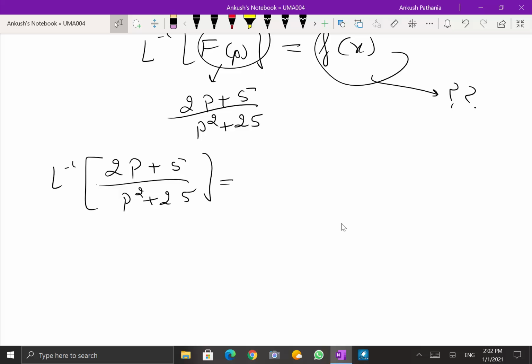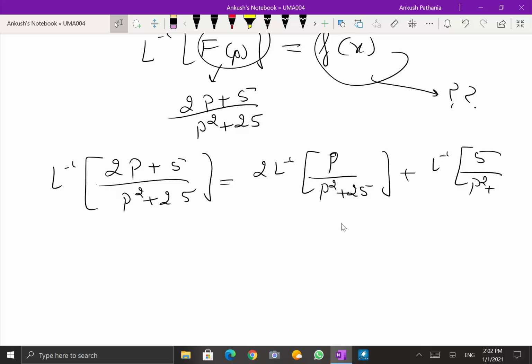Let me write it more precisely so that we can work it out properly. Using the property of linearity, I can write it as 2 times Laplace inverse of p upon p square plus 25, plus Laplace inverse of 5 upon p square plus 25. Now you can see in one case I took the constant outside, and in the other case I retained the constant inside. So it depends upon the user. He can take it outside the Laplace inverse or keep it inside.